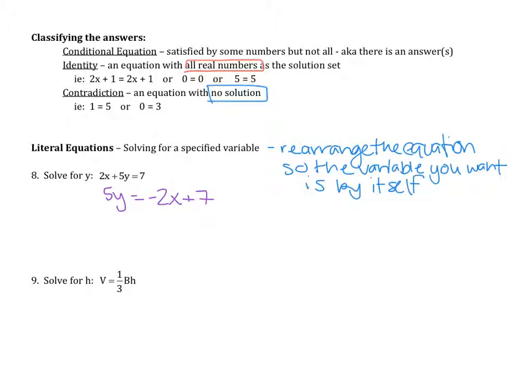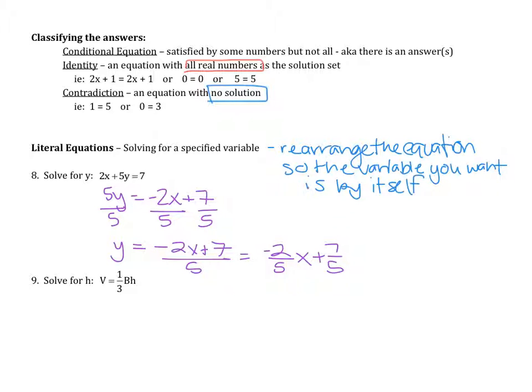Out of habit from always graphing lines, you're probably used to putting negative 2x plus 7. And then to solve for y, we need to divide every single term by 5. So our answer here is going to be negative 2x plus 7 all over 5, or you could write it as separate fractions, negative 2 over 5x plus 7 over 5, which probably looks a little bit more familiar to you if you're thinking about graphing a line.